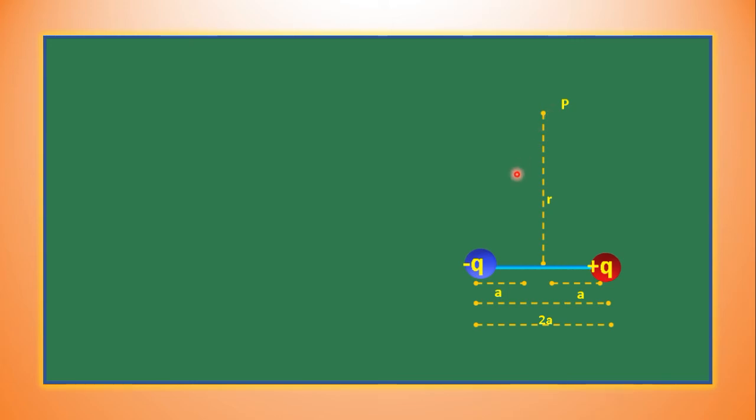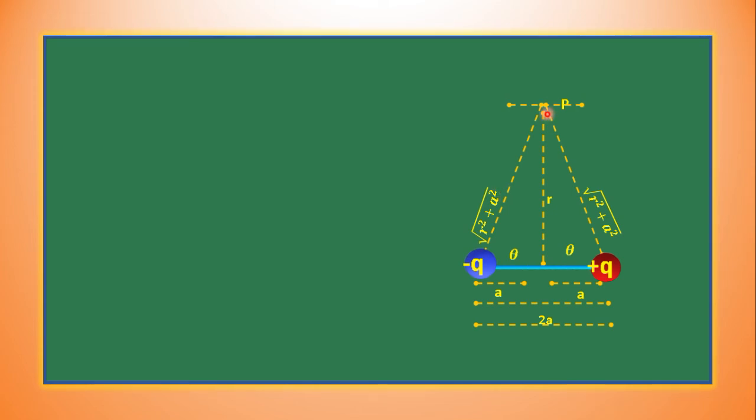For that, we need to know the distance from minus q to P and plus q to P. So I'm completing my figure. Let this angle be theta and this angle be theta. Now I want to know the distance between this point P and minus q. Similarly, the distance between the point P and plus q. So you can simply use the Pythagoras theorem. This is a, this is r. Therefore, this is root of a square plus r square. I can write this distance is root of r square plus a square.